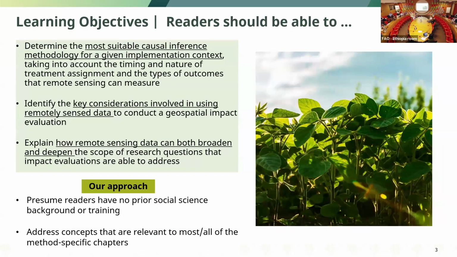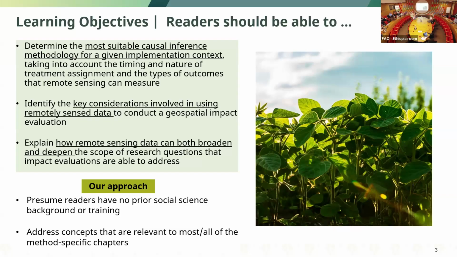So there's three learning objectives that we have with this chapter. We're anticipating that readers, after they've finished it, would be able to identify the most appropriate causal inference method for a specific implementation context that they're considering. They should be able to understand what the key considerations are when using remotely sensed data to run a geospatial impact evaluation. And they should be able to articulate how remote sensing data can broaden and deepen the scope of research questions.